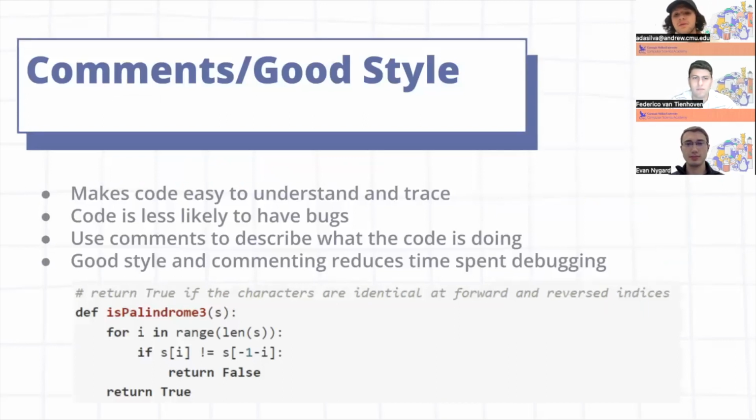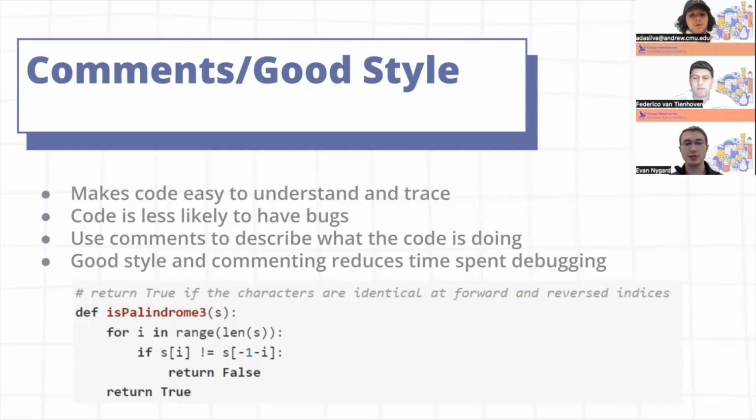So first off, an ounce of prevention is better than a pound of cure. So how can we write code with as few bugs as possible? We should always write with good comments and good style. Making comments makes it really easy to understand what your code is doing and to trace back your code. And writing with good style means your indentations are correct, the names of your functions make sense, and the variable names make sense for the variable.